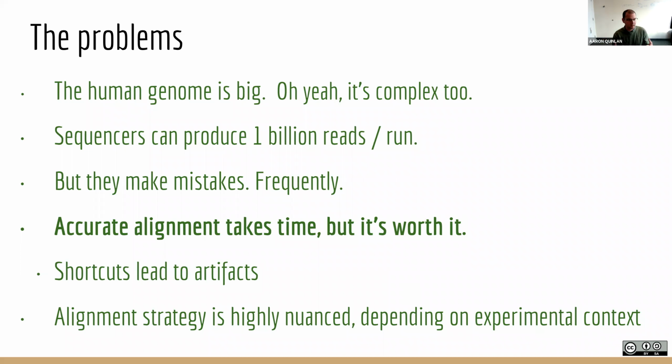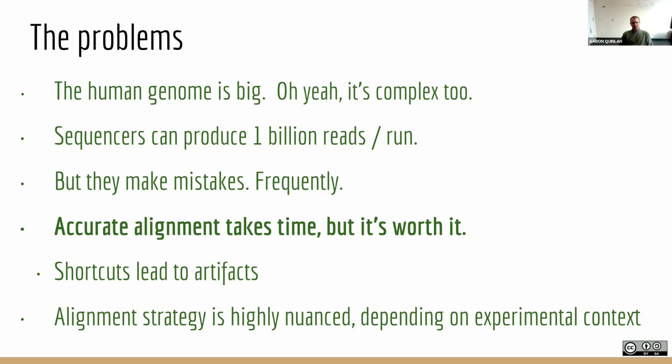So we have this big, complex, repetitive genome. And the point of saying that is that it makes it difficult to figure out unambiguously where a given small DNA fragment that comes off of these sequencing machines and is in a FASTQ file should be placed. Okay, so the genomes are big, scary places.